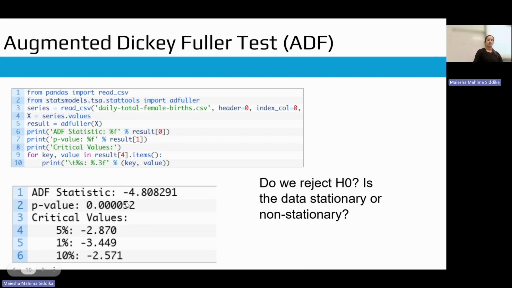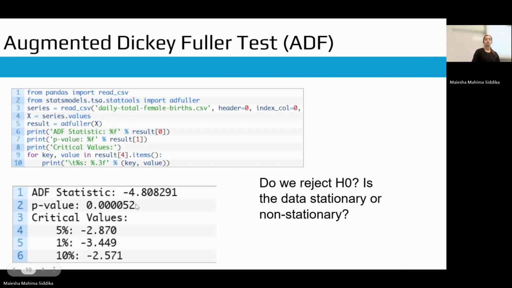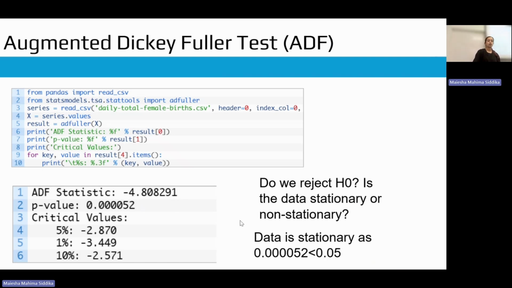So we can look at the p-value here. That's 0.000052. So is that enough evidence to perhaps reject H0? And what does this suggest about the data? If we look previously, if we have a really small value where p is less than 0.05, this is stationary. So yes, the data is stationary because this p-value here, 0.00052, is less than 0.05.